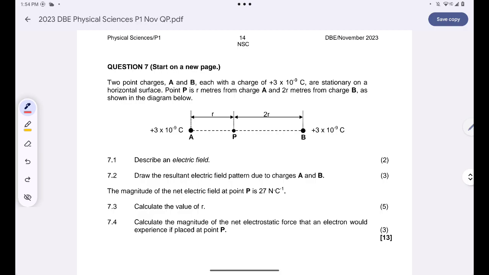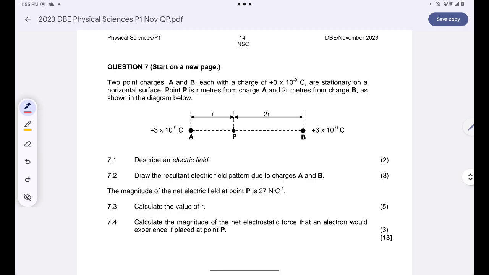2 point charges A and B, each with a charge of positive 3 nanocoulombs, are stationary on a horizontal surface. Point P is r meters from charge A and 2r meters rather from charge B, as shown in the diagram below. The first thing we are supposed to do is to describe an electric field. An electric field is a region in which a charge can experience an electrostatic force.